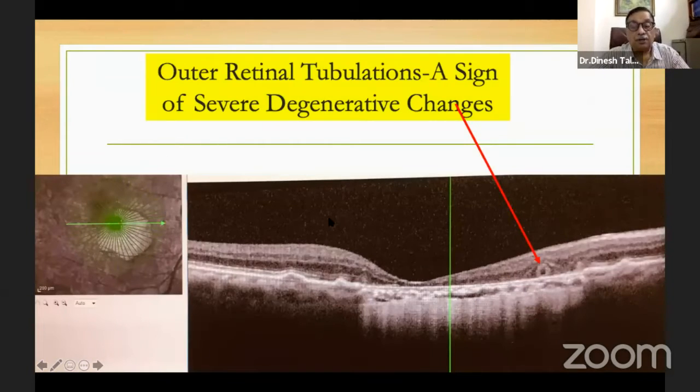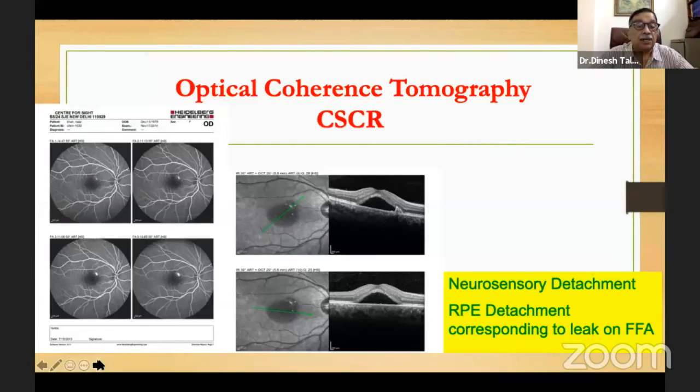Now you have a patient, and he has some cystic cavities or so-called cystic cavities. But look carefully, this is not a cyst because of activity. This is an outer retinal tubulation. This is basically the RPE forming this kind of a wheel around, and there's a central area of fluid. This is a sign of a severe degenerative change. Not an indication for treatment. So this is the other important thing that you need to know about.